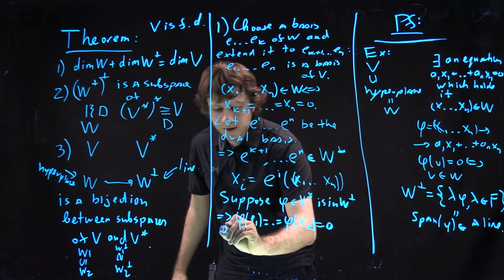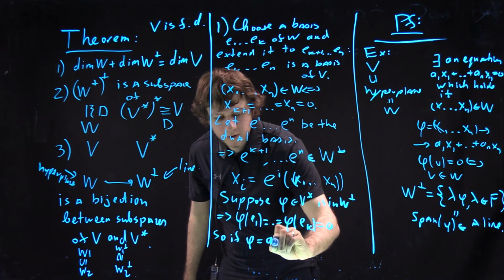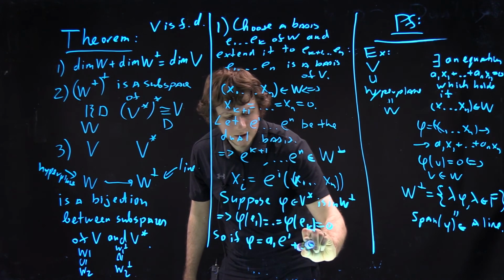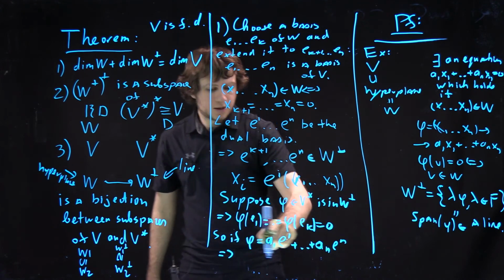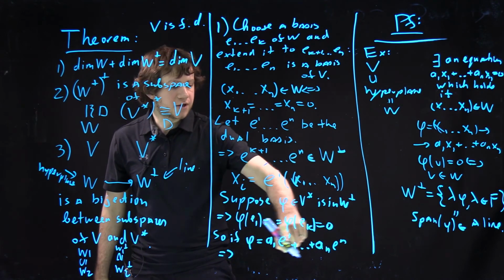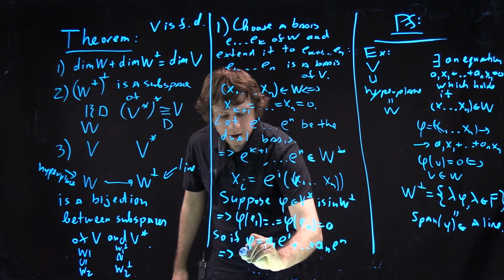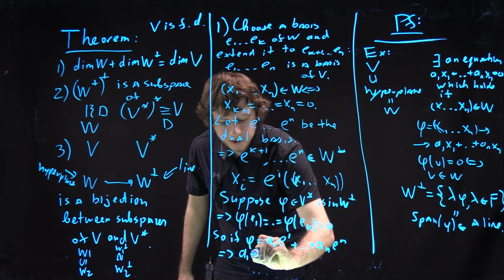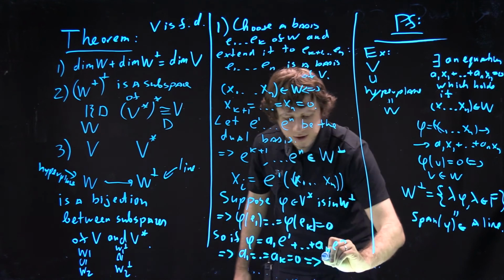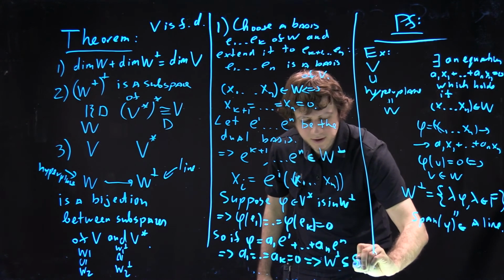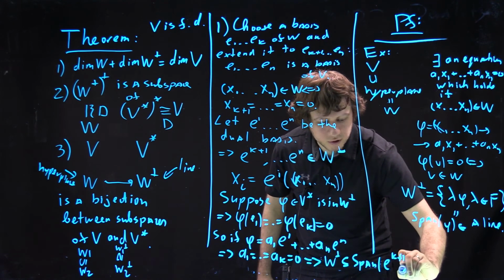So if phi is equal to A1 E1 plus ... plus An En, then we can write any linear map in a dual basis. But then we know that if we start plugging in E1 up to EK, we get 0, so actually A1 equals ... equals AK equals 0. So then it means that W_perp is inside the span of these vectors EK plus 1 up to En.